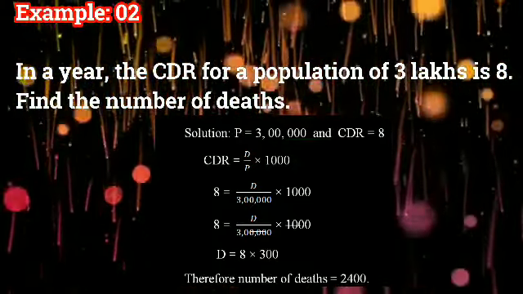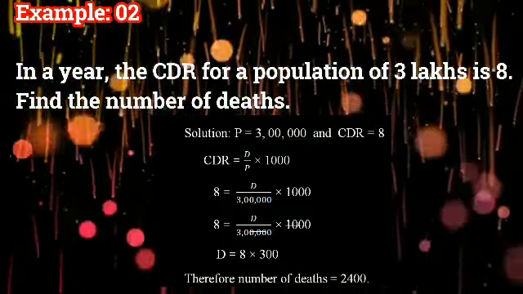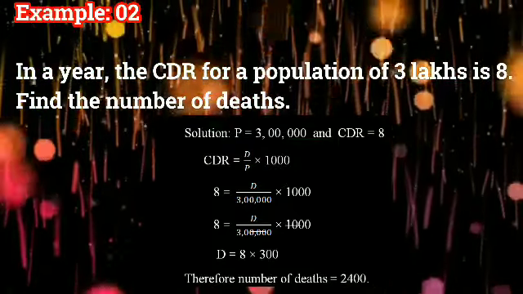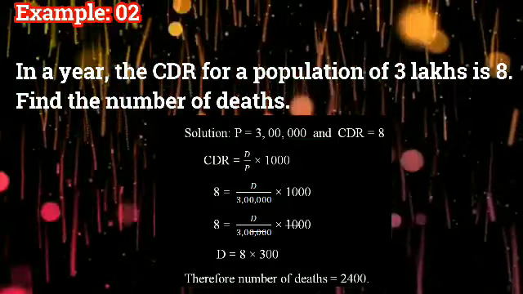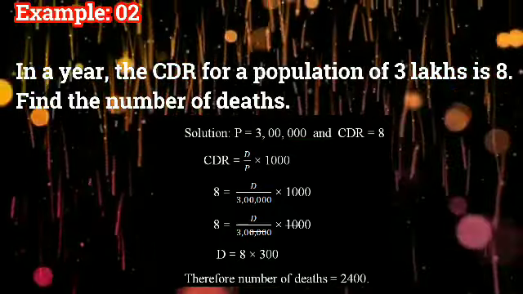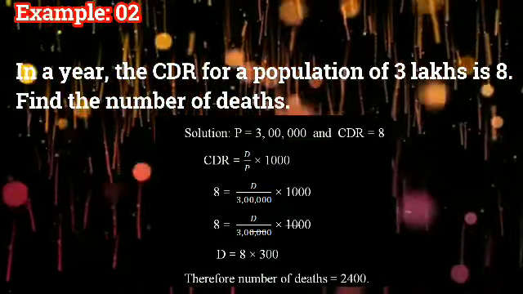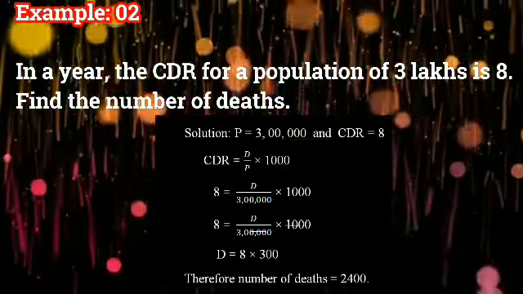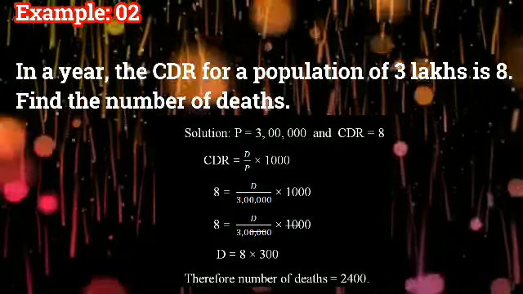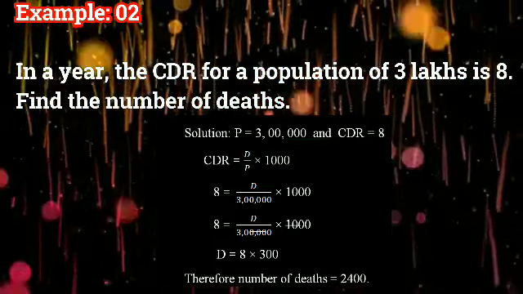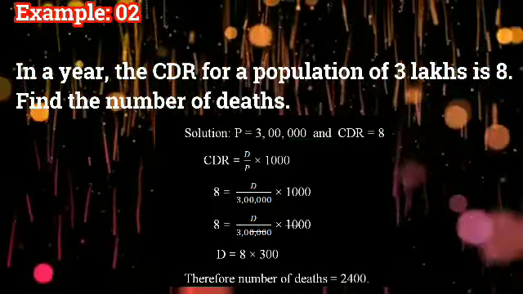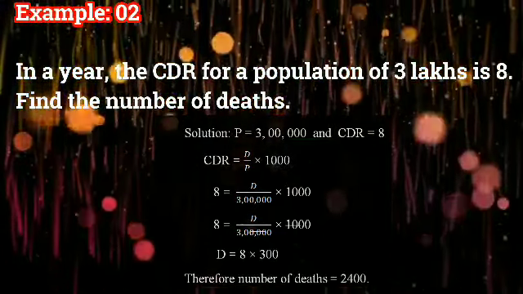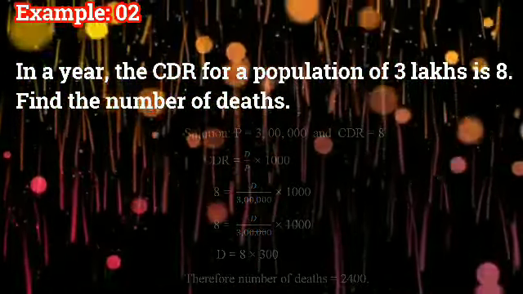Your question is to find the number of deaths. Write the formula CDR equal to D divided by P, which is multiplied by 1000. Substitute for CDR: 8 equal to D divided by 3 lakh, which is multiplied by 1000. You can cancel the 3 zeros in the numerator as well as in the denominator. After that, cross multiplication, that is 8 into 300, which is equal to 2400. So the total number of deaths equal to 2400.